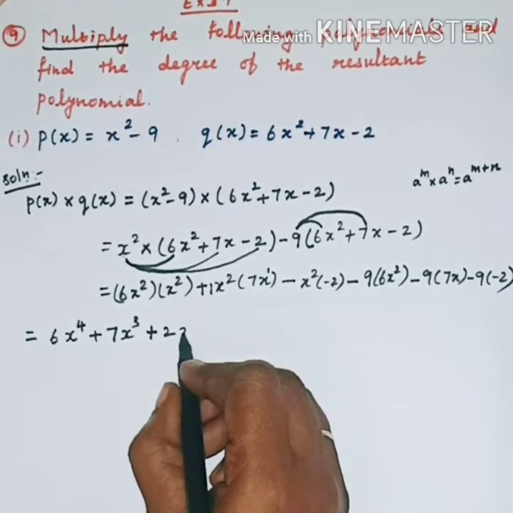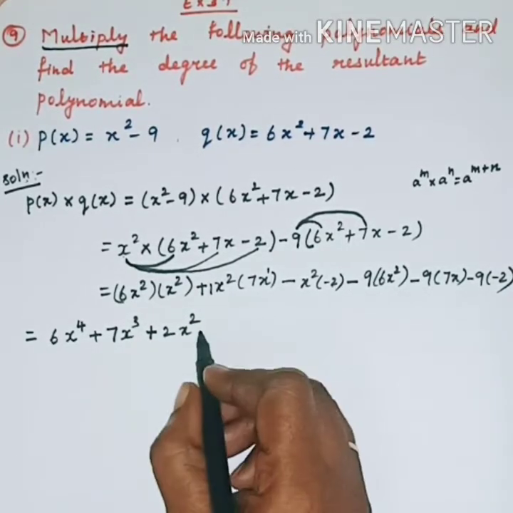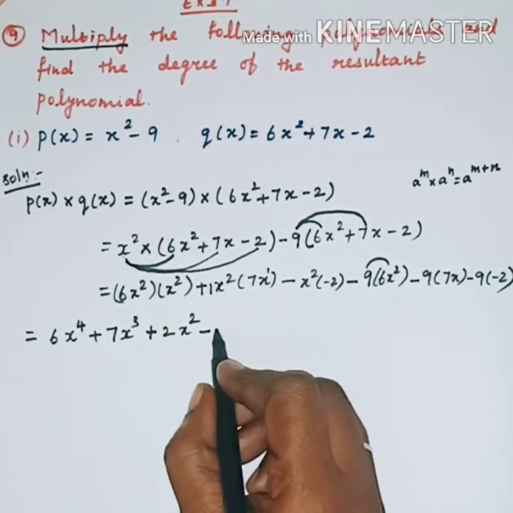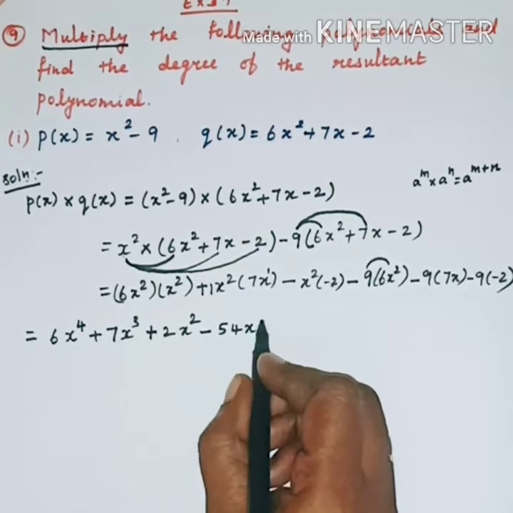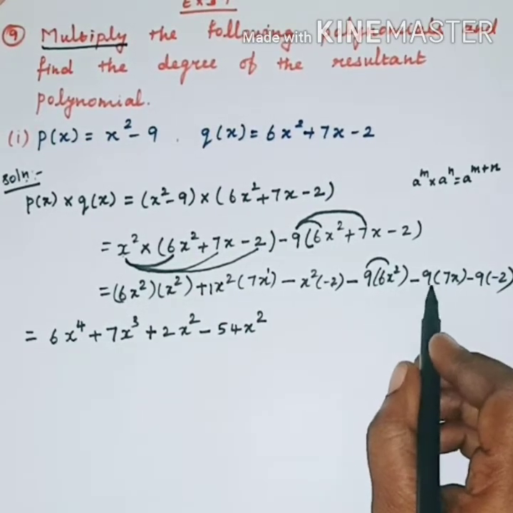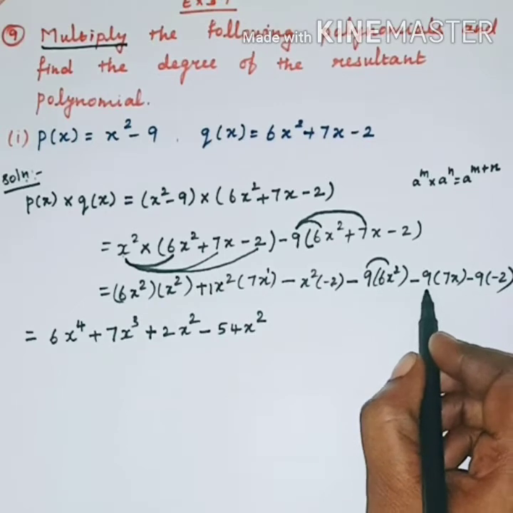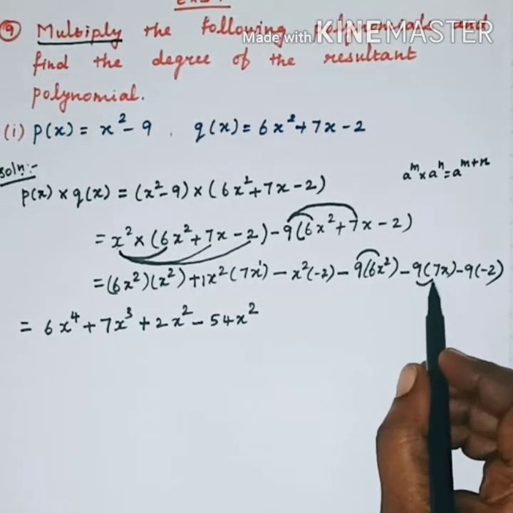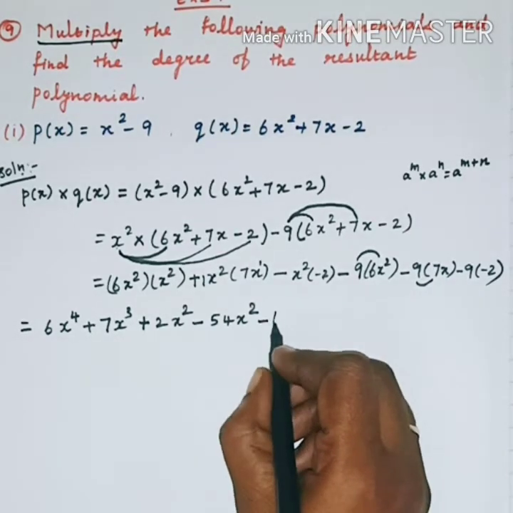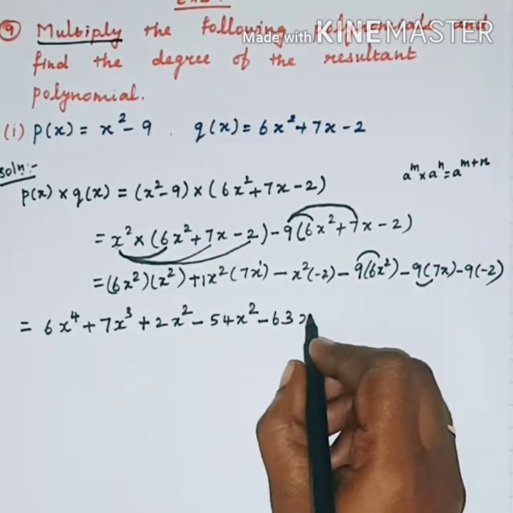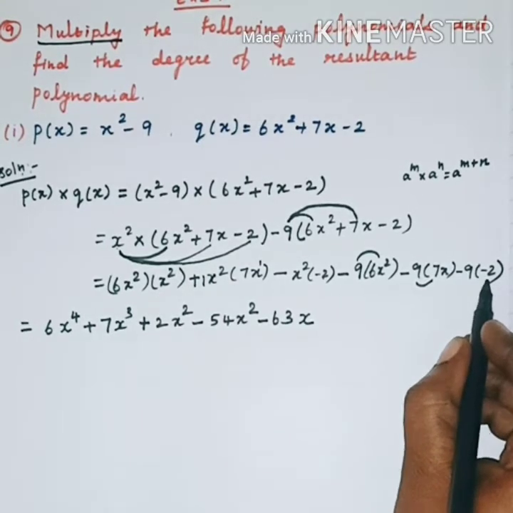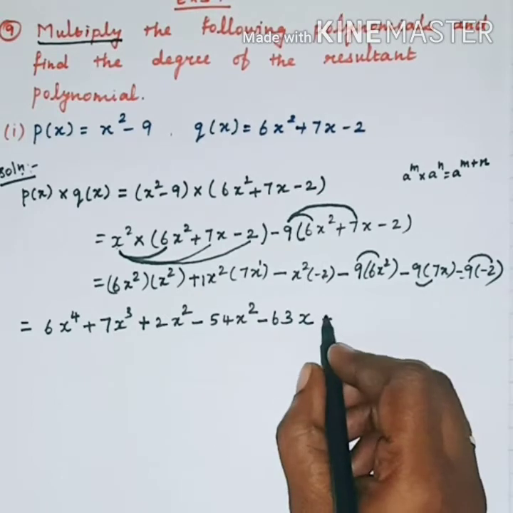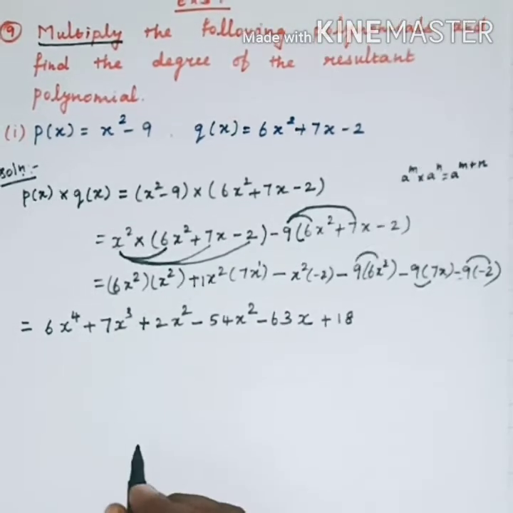2 into x square is 2x square. Minus 9 6s are 54. So minus 54x square, and then minus 9 7s are 63. 9 7s are 63. So minus 63x. Minus into minus, plus 9 into 2. 9 2s are 18.